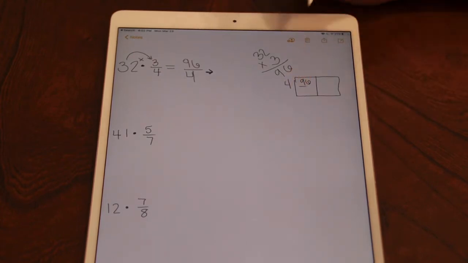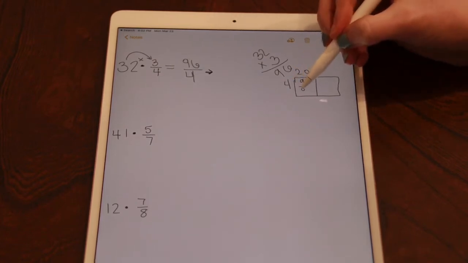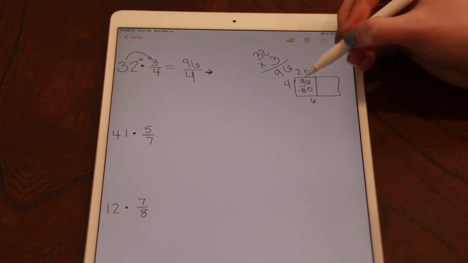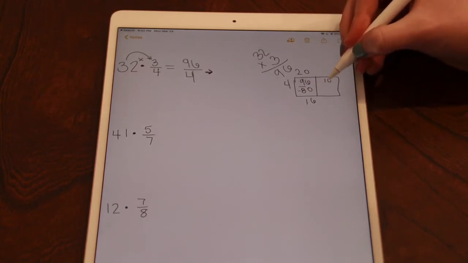I start in my tens place. How many 4s fit into 9? Well, I count by 4s. 4, 8. So I know it goes in twice. Okay? And then I do 4 times 2 would give me 8, but it's really 80. And I subtract, and I get 16. And I bring that up here.